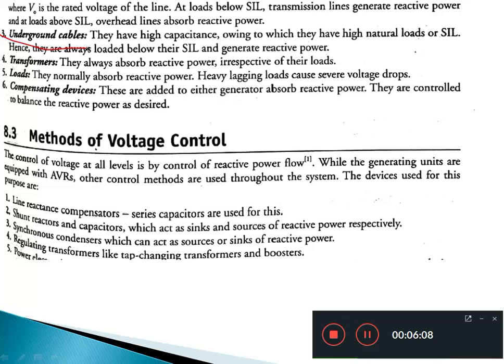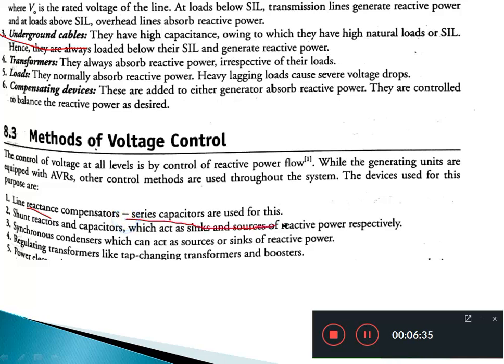Then the next concept we discuss here is the methods of voltage control. There are different methods to control the voltage level in power systems. They are the line reactance, shunt reactors and capacitors, synchronous condensers, regulating transformers, and also the power electronics devices.